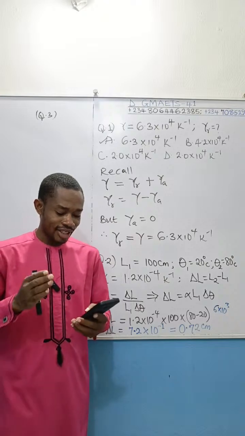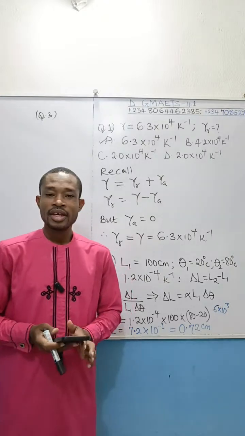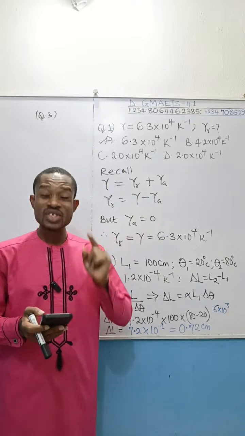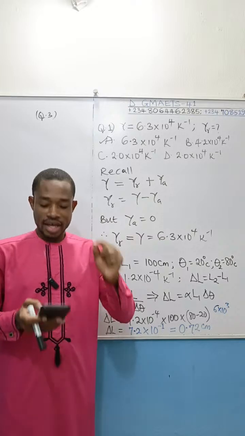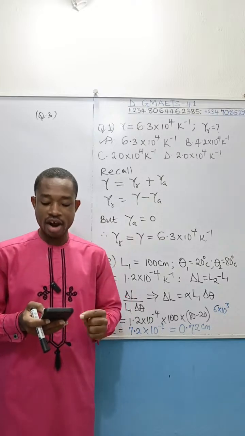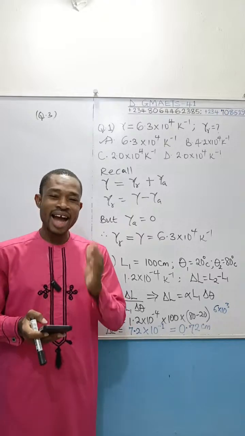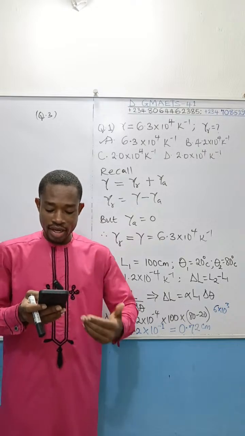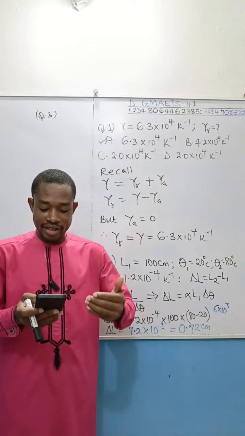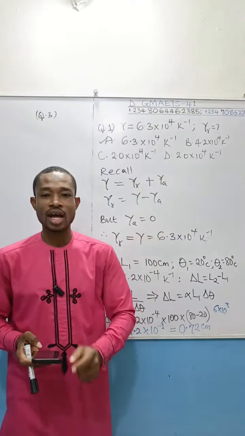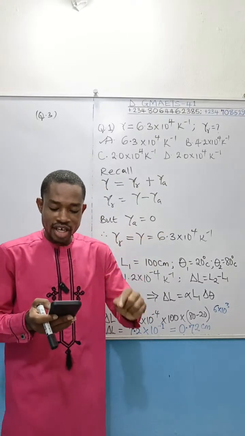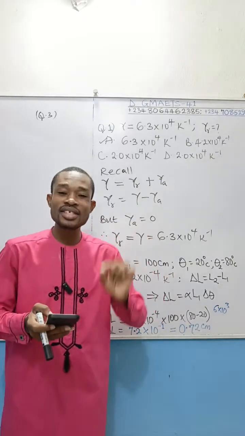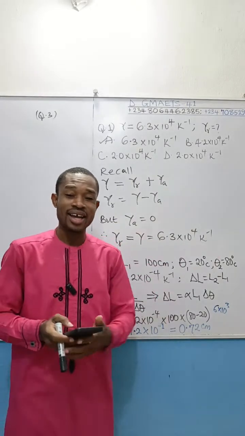Question 3. A rectangular sheet of metal has an area of 0.5 square meter at 20 degrees centigrade. When heated to 80 degrees centigrade, the area increases by, take note of that. I'll take it again. When heated to 80 degrees centigrade, the area increases by 0.01 square meter.